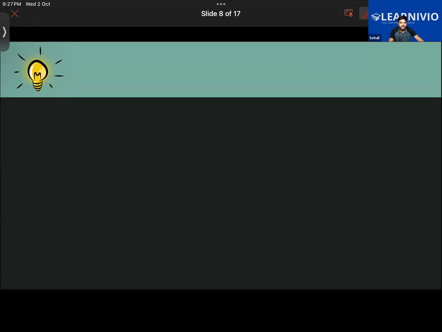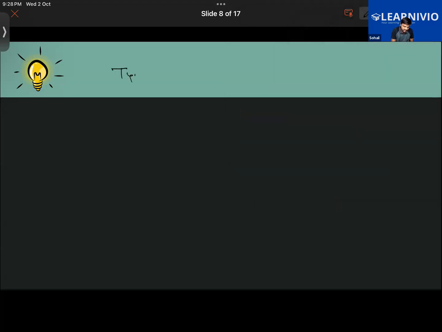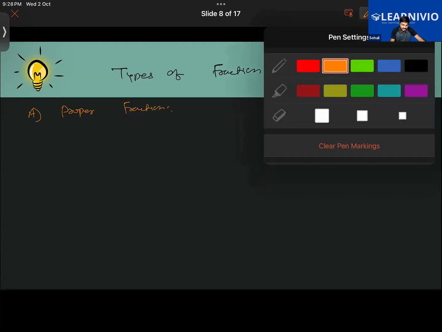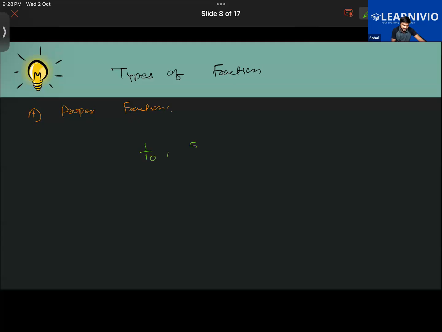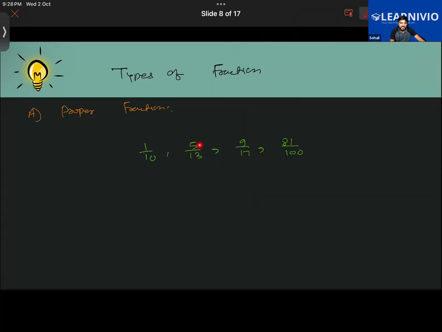Next, we're going to learn about the types of fraction. The very first fraction we have to learn is the proper fraction. But first of all, rewrite the topic: types of fraction. The first topic here is proper fraction. Take examples like 1 upon 10, 5 upon 13, 9 upon 17, 81 upon 100. What do you find common in all these fractions? All the numerators are less than their denominators.